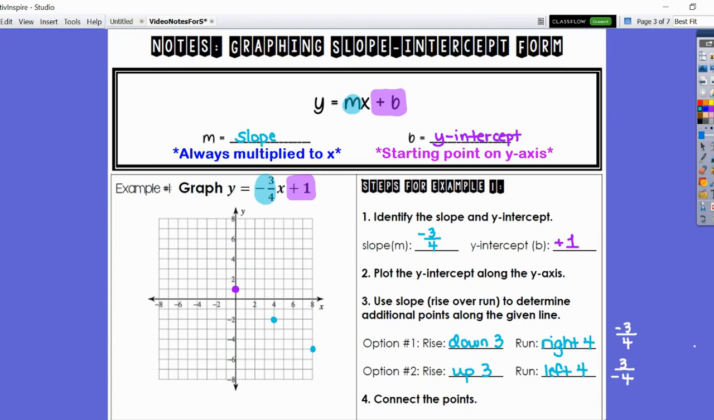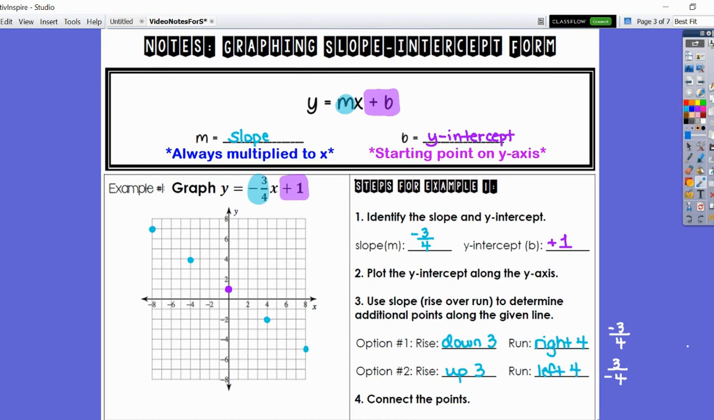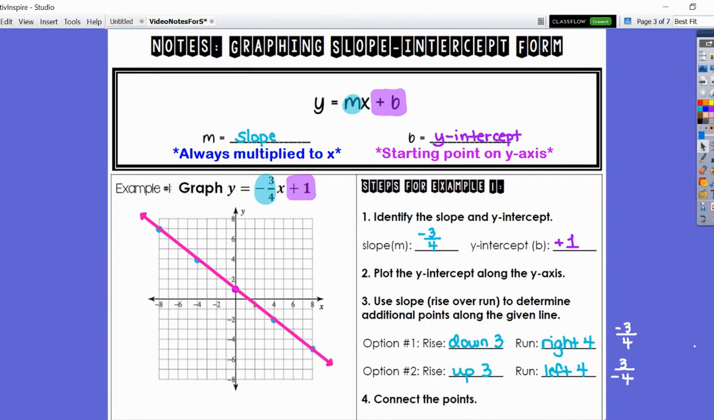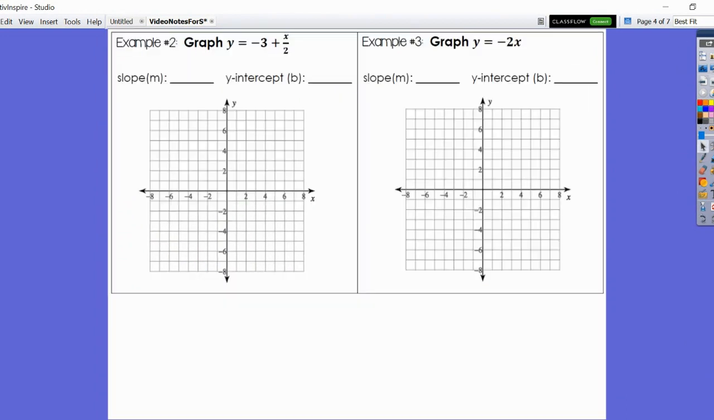Now I want to go in the opposite direction to make sure that I get the rest of my line. I can go up 3 from that purple point and left 4, up 3 and left 4 to make this perfectly straight line. I use a ruler to connect it all the way through, giving me my final graphed line answer. Let's go ahead and try another one.